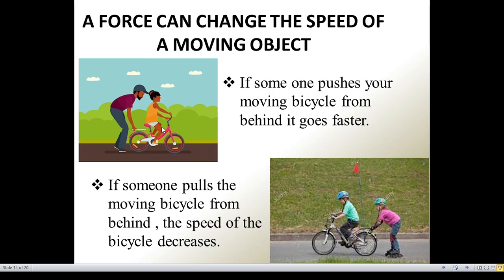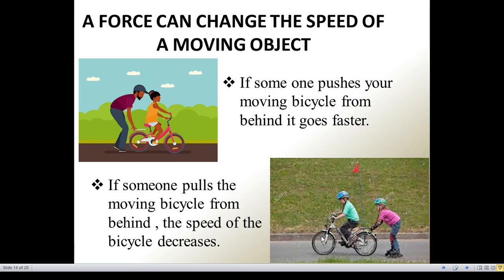You look at this diagram. If someone pushes your moving bicycle from behind, it goes faster. She is already riding a bicycle. She is in motion, and if her father pushes her bicycle from behind, what will happen? It will go fast, very fast than the previous speed.